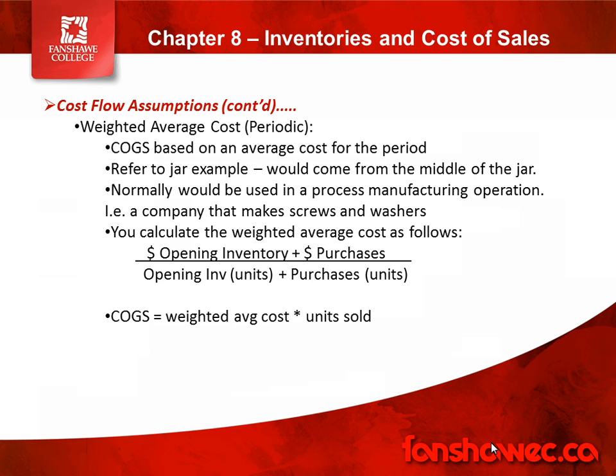So let's take a look right now at that example that we've been using in the first two videos with the jeweler with the 3 rings. We're now going to apply the weighted average cost model to that scenario. We're going to calculate the weighted average cost for all the rings, then use that weighted average cost to calculate ending inventory and cost of goods sold.